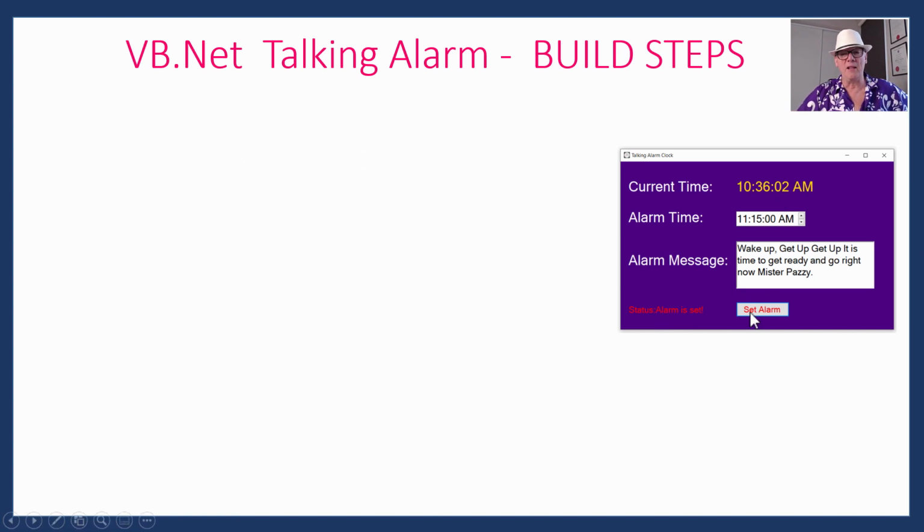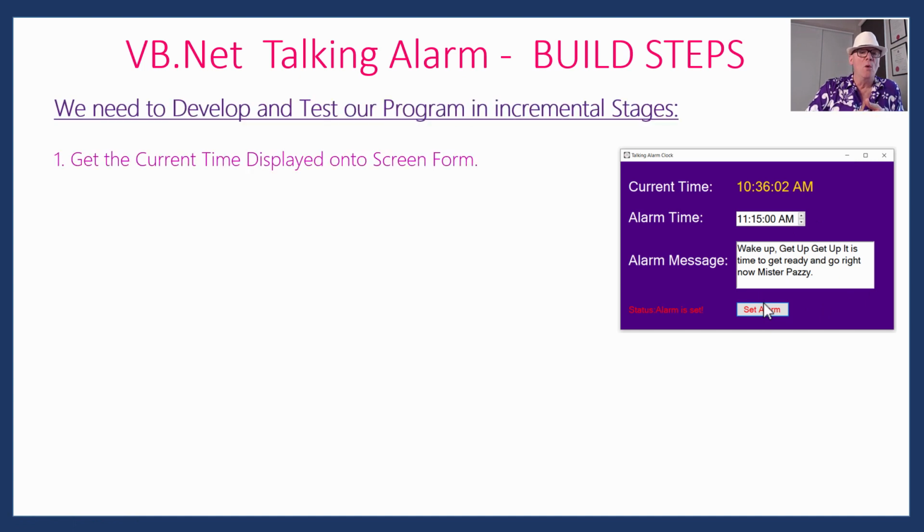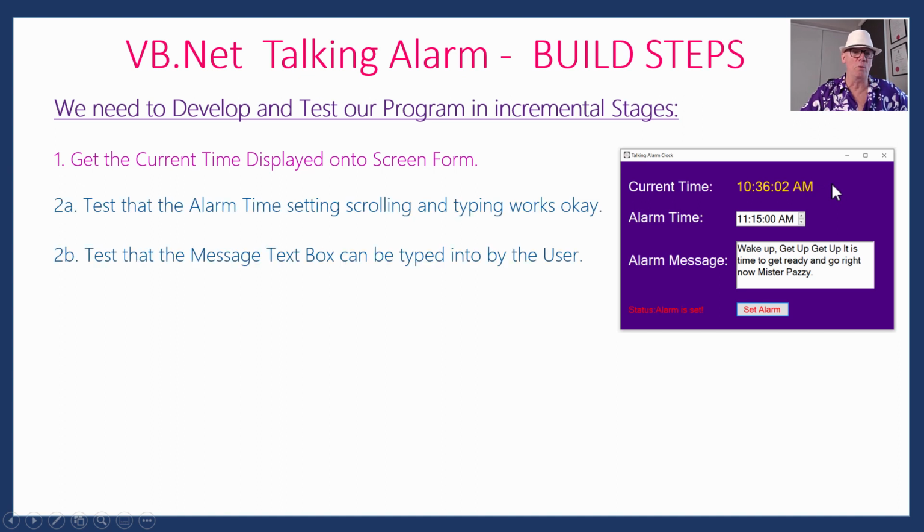So we're not going to try and make this thing all at once and test it, because then if there's problems, it could be any of these things we've done, and it's a lot harder to work on. So it's best to build things up in steps, and these are the steps we're going to use. So we're just going to get the current time displayed on the screen first. We'll get everything on the form and build the form. You always do that first. But in terms of the processing and coding, we'll just get this current time getting displayed on the top of the screen and make sure that is working properly.